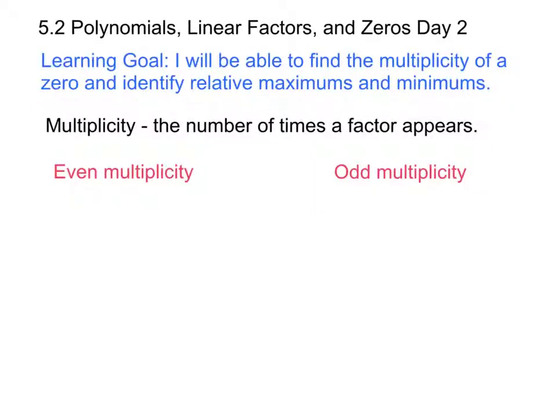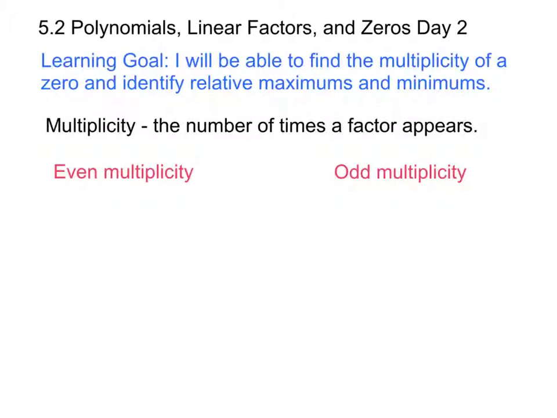Today we are doing polynomials, linear factors, and zeros 5.2 day 2. Your learning goal is to be able to find the multiplicity of a zero and identify relative maximums and minimums. First, let's go over multiplicity. It's the number of times a factor appears, and it also tells us how the graph is going to behave.